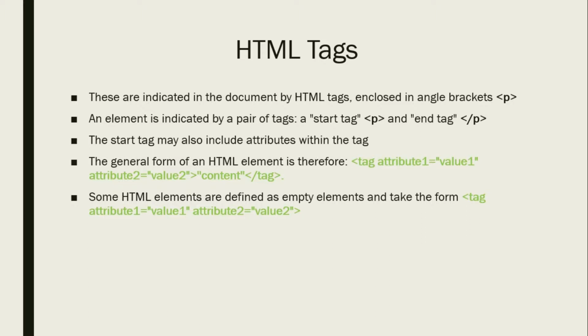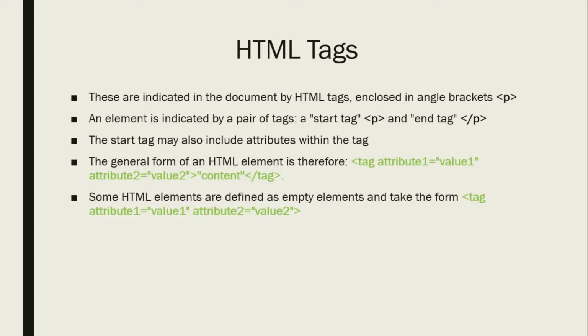This is a paragraph tag in HTML, and an element is indicated by a pair of tags, a start tag and an end tag. You can see the P here without the backslash is the opening tag, the start tag. Then with the backslash is the end tag. A start tag may also include attributes within the tag. The general form of an HTML element is therefore, this is the syntax for an HTML tag. We have the tag, the name of the tag, it can be H1, P, head, body, whichever tag you want to use. And it contains some attributes.